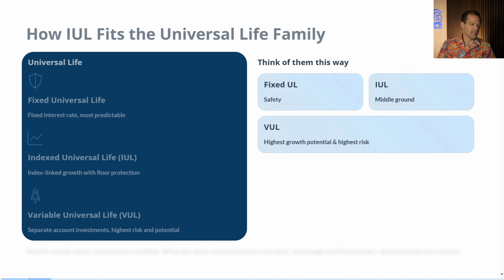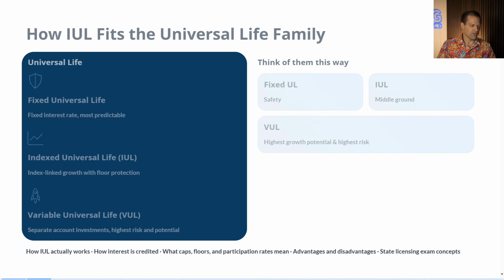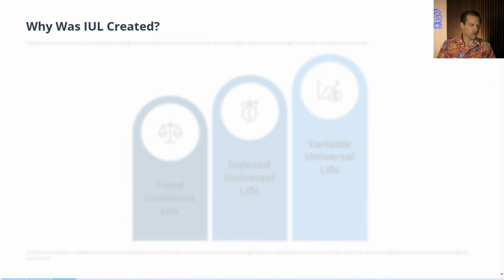And you're going to see that they have a fixed interest rate, which is more predictable. Index-linked growth for floor protection, and how VULs are different. And you'll kind of know exactly how everything fits, okay? So that's the goal. So why were IULs created in the first place?